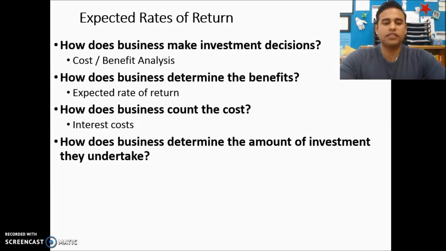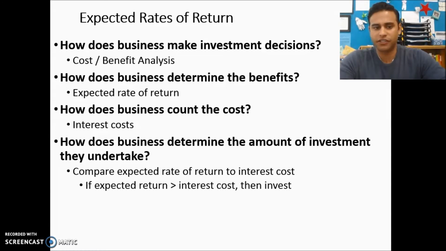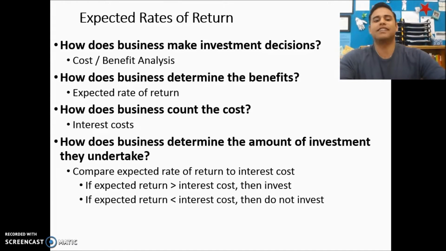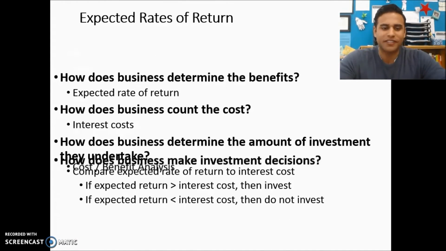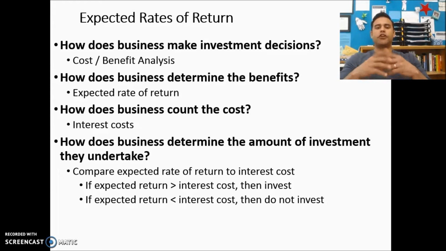So how does a business determine the amount of investment they undertake? You compare the expected rate of return to the interest rate. If the expected rate of return is greater than the interest rate, then you invest, and if the expected rate of return is less than the interest rate, you don't invest. So it's a simple cost-benefit analysis, and I've really just introduced the terminology of expected rate of return and linked that to cost being interest rates.